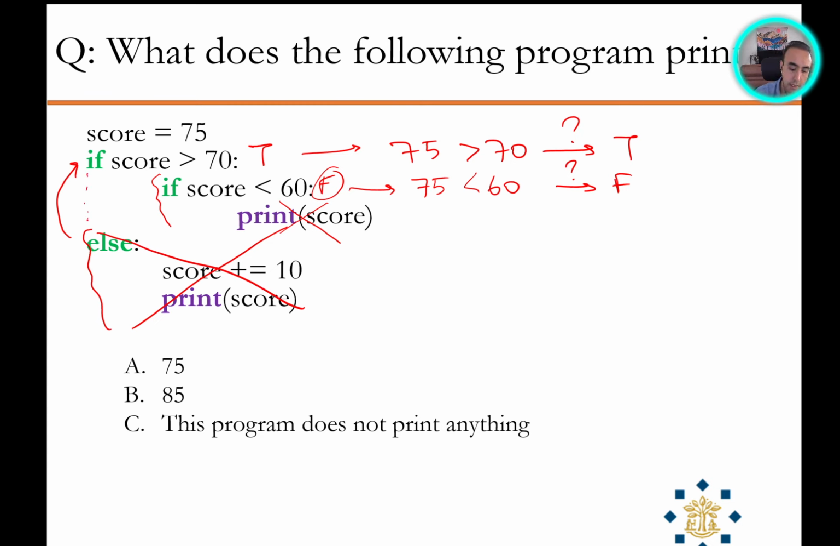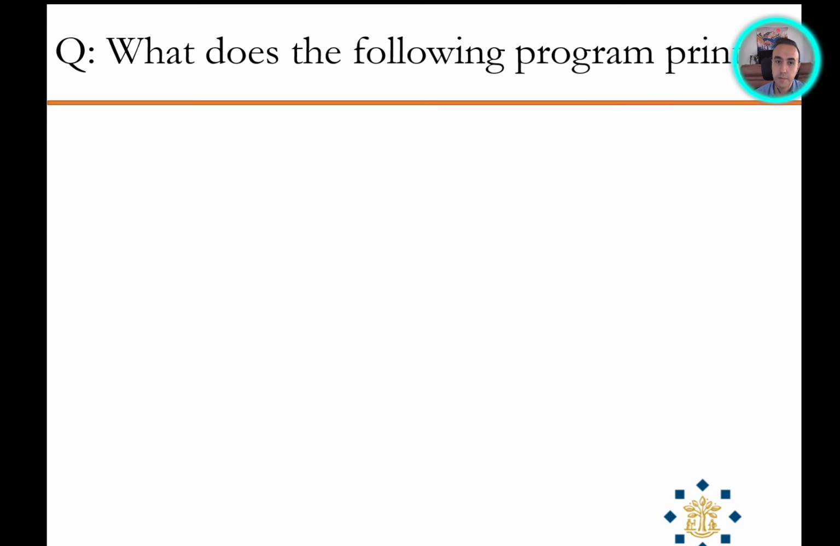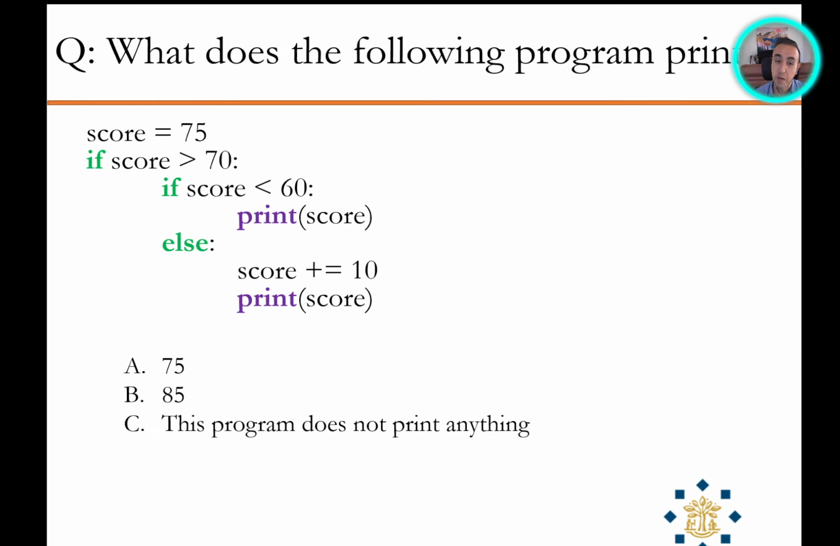So look at the alignments. So they are aligned. So that means that this belongs to here. So it doesn't belong to there. Don't be confused with that. We actually have in the second example that it belongs to the second one. But in this particular case, this program does not print anything. The answer is C.